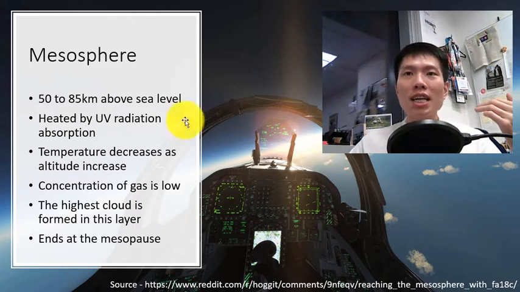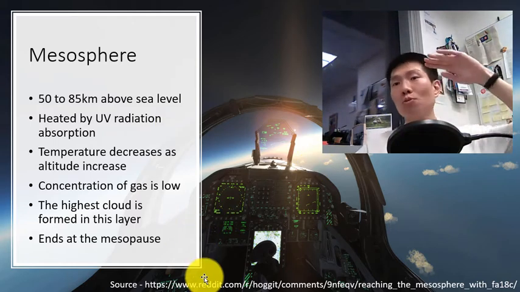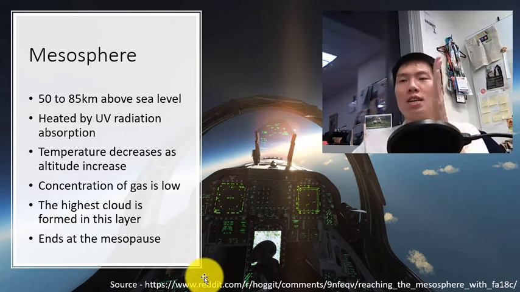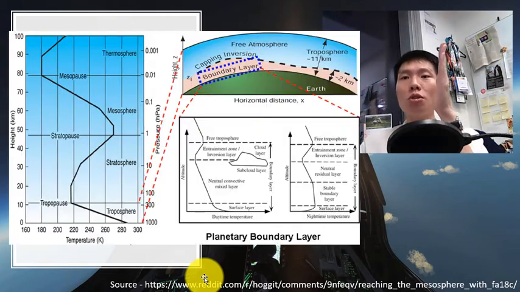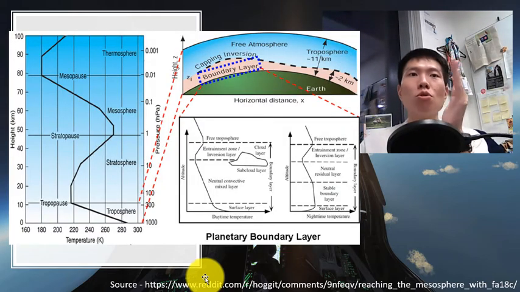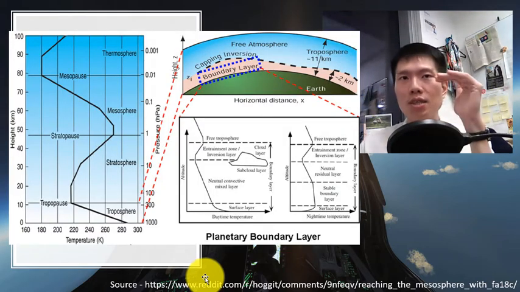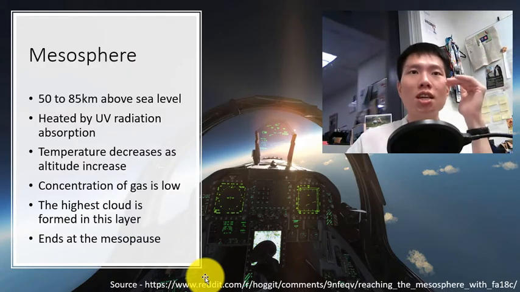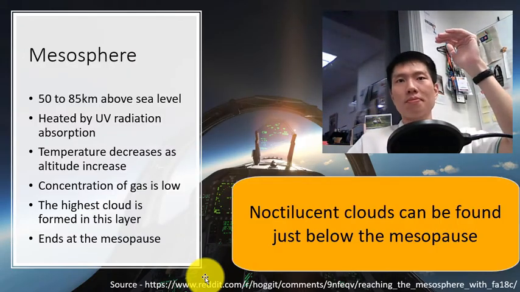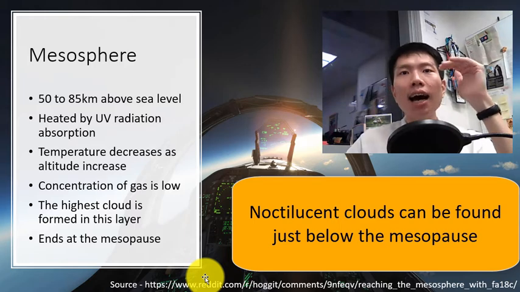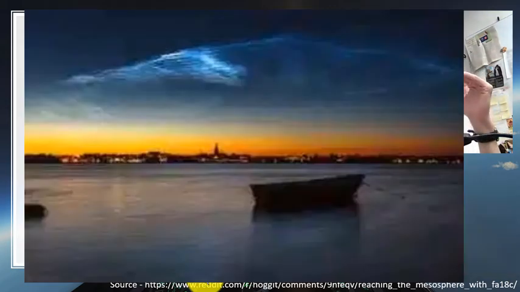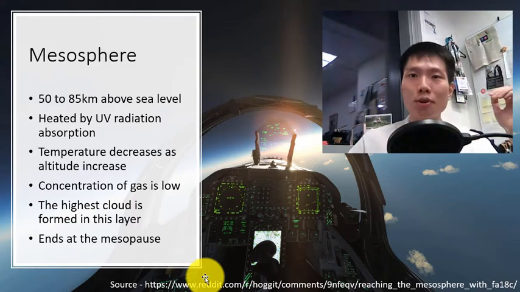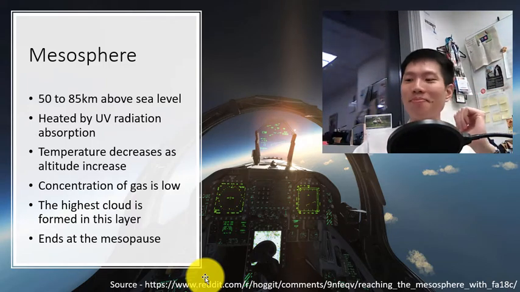The mesosphere ends at the mesopause, right? The region with, again, no change in temperature, but low temperature now. Now, the noctilucent clouds can be found just above the mesosphere. These are the highest clouds in the atmosphere, and they're visible to the naked eye during sunrise and sunset.